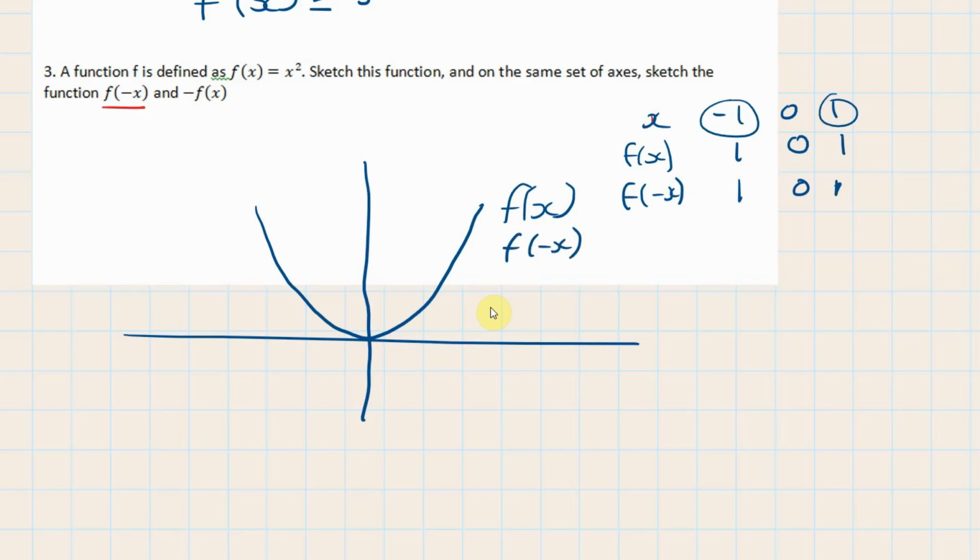Remember what it does when you put in a negative here is it's a mirror image across the y-axis, and since this is a mirror image of itself on the y-axis, it doesn't make any difference. Now this next one, this is what I was thinking of before. Here you take your f(x) value and then you times it by minus 1, so this would be a reflection across the x-axis.